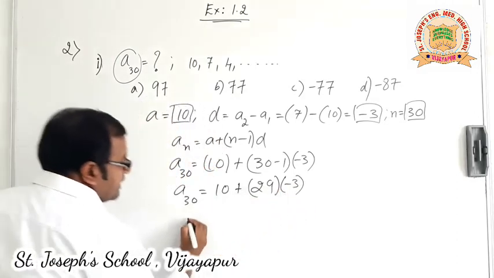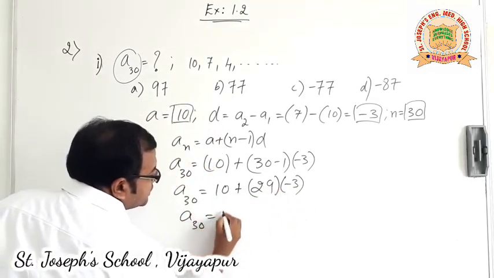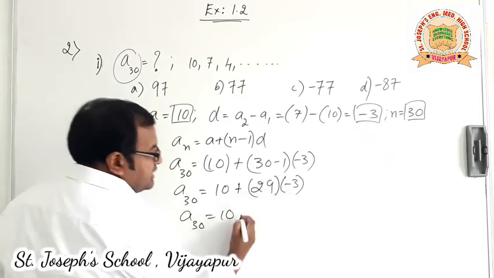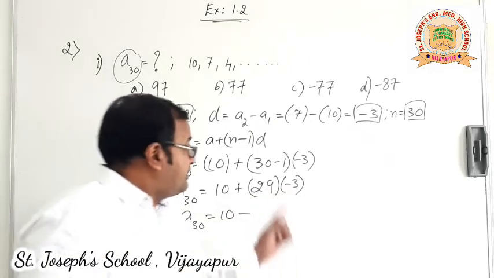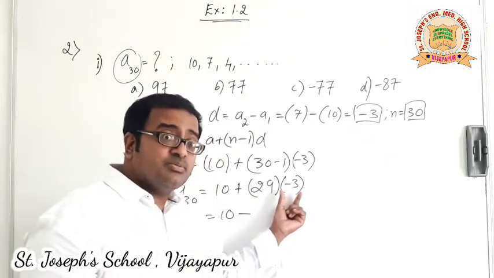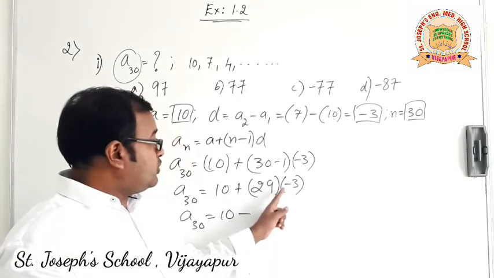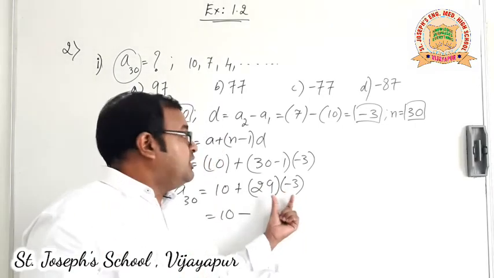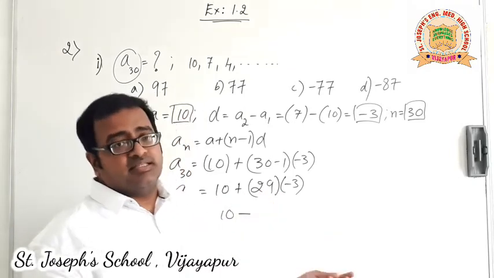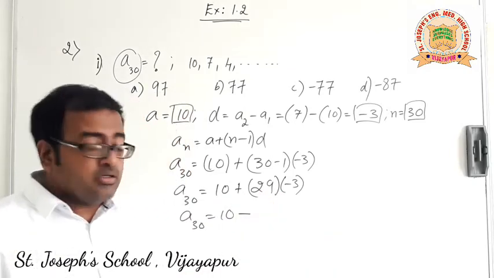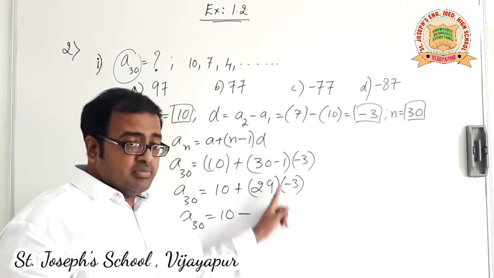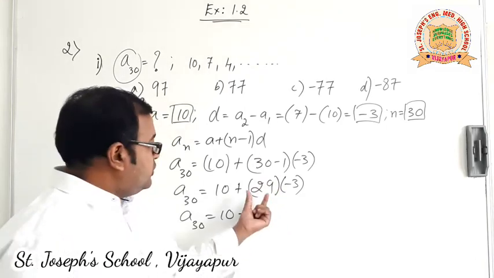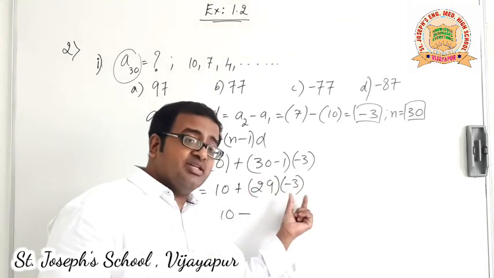So, let me multiply that part. a30 is equal to 10 plus 29 into minus 3. Again I repeat, this is not subtraction, this is multiplication here. So, don't subtract 29 minus 3. Most of the students make this mistake. 29 minus 3, 26. That's what they write, and it's all wrong. It is a product here because of the brackets. So, 29 of minus 3, it's a product.